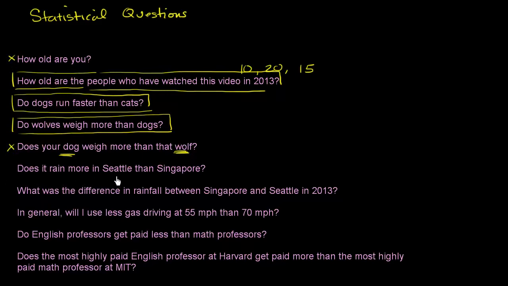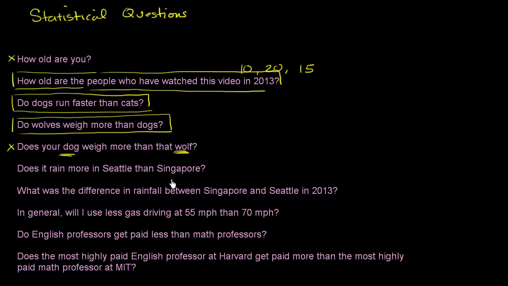Does it rain more in Seattle than Singapore? So once again, there's variation here. And we would also probably want to notice it rained more in Seattle than Singapore in a given year, over a decade, or whatever. But regardless of those questions, however we ask it, in some years, it might rain more in Seattle. In other years, it might rain more in Singapore. Or if we just pick Seattle, it rains a different amount from year to year. In Singapore, it rains a different amount from year to year. So how do we compare?